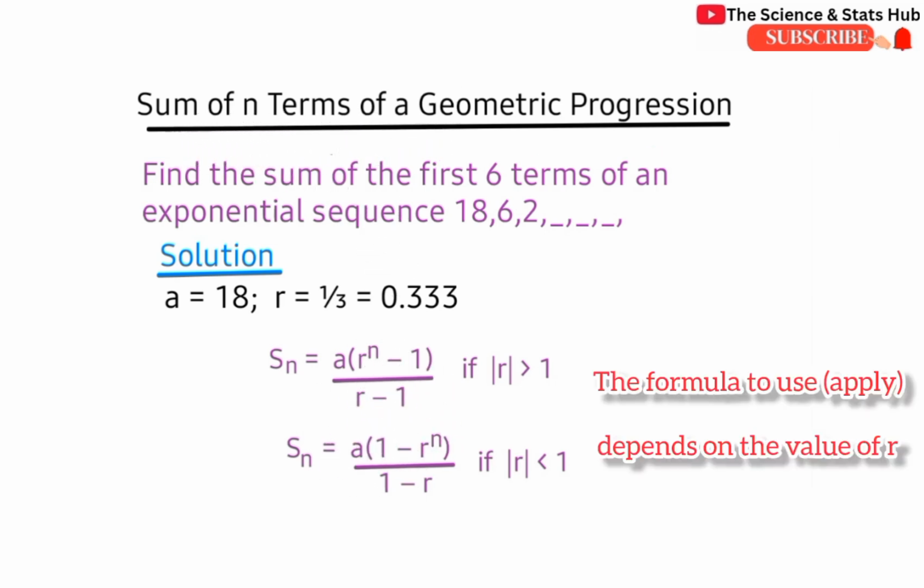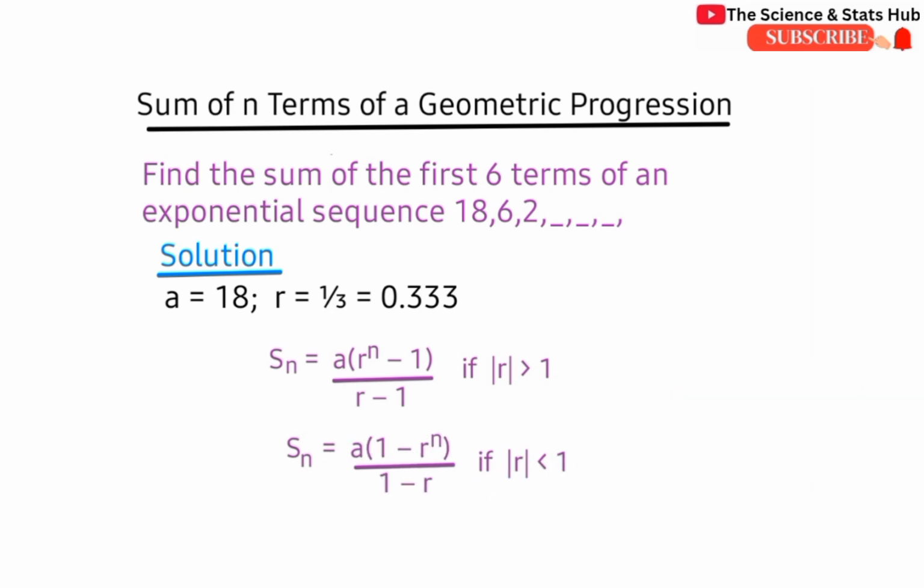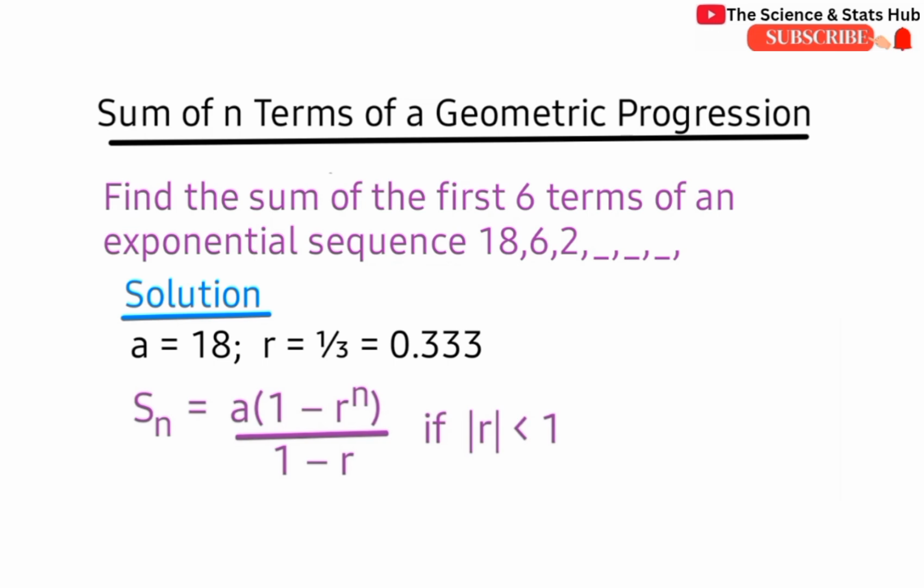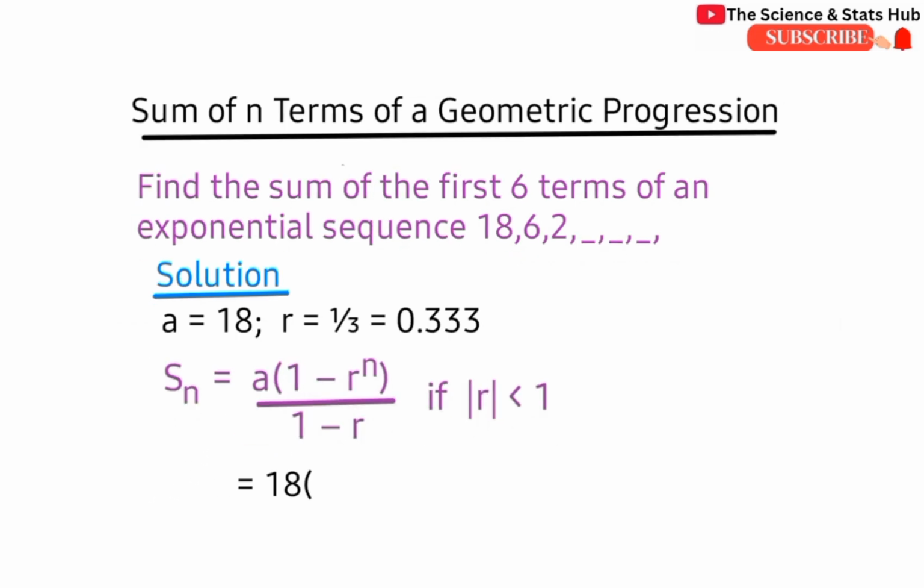We use any of these formulas to find the sum of n terms of a geometric progression, and the formula to apply depends on the value of R. So if R is greater than 1, we use this formula. However, if R is less than 1, we apply this formula. Obviously, our value here is less than 1, so we apply this formula in finding the sum of the first six terms of the sequence. So the sum of the first six terms is equal to A, 18, multiplied by 1 minus R raised to power n, 6, because we are asked to find the first six terms.